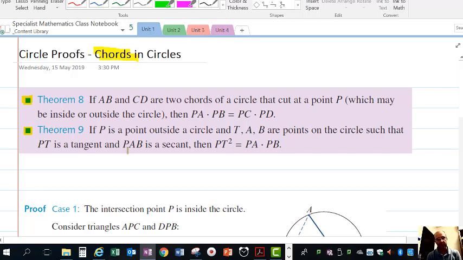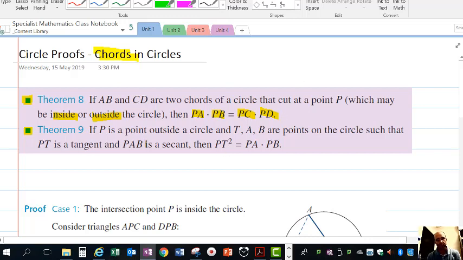They'll make more sense when I demonstrate with the aid of a diagram, but briefly, Theorem 8 says if AB and CD are two chords of a circle that cut at a point P. Now P has two cases, inside and outside the circle, so we're going to look at both cases. Then PA times PB equals PC times PD.